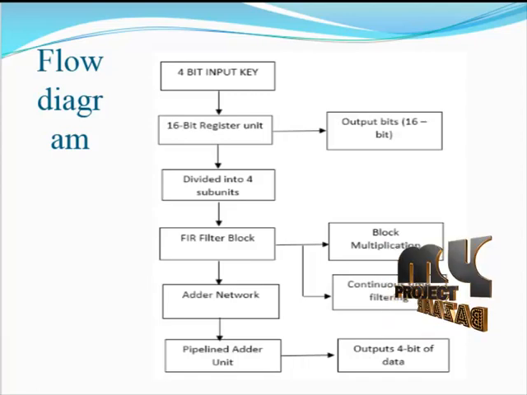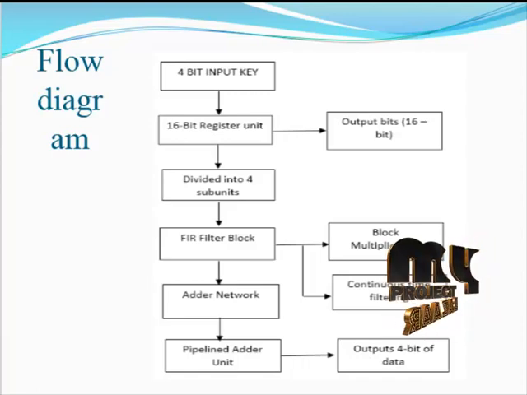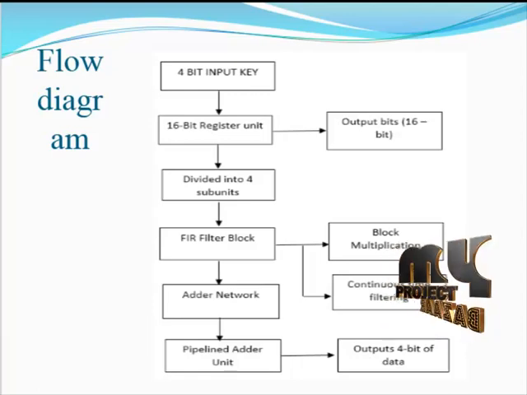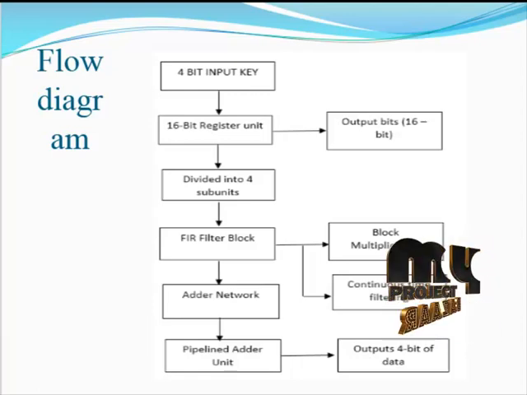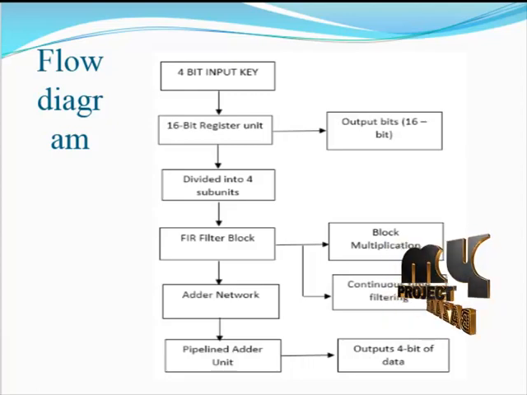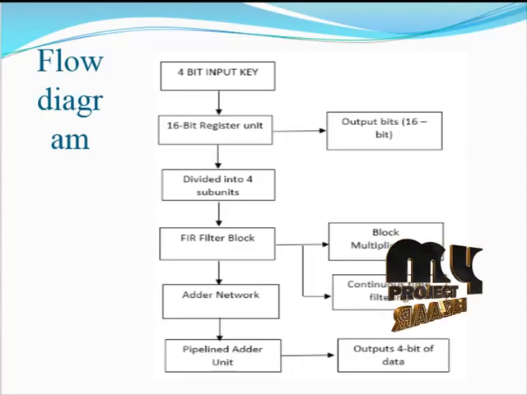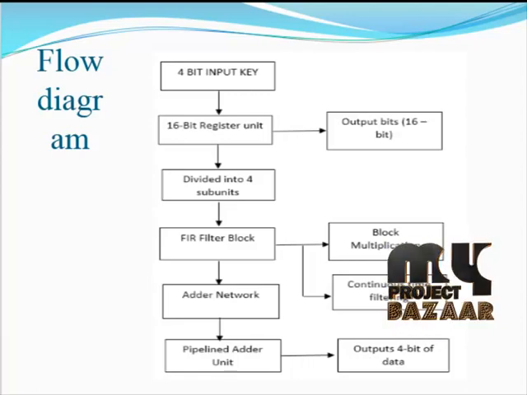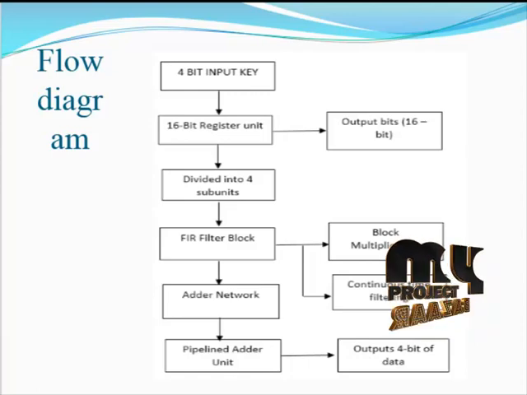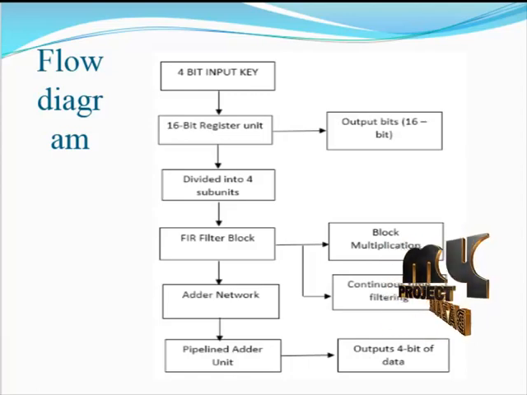The output of the full adder is added with the third subunit of the 16-bit data. The output of the full adder is given as input to the D flip-flop. The output is then full added with the fourth block of the 16-bit data. Finally, we get 4-bit data as output.